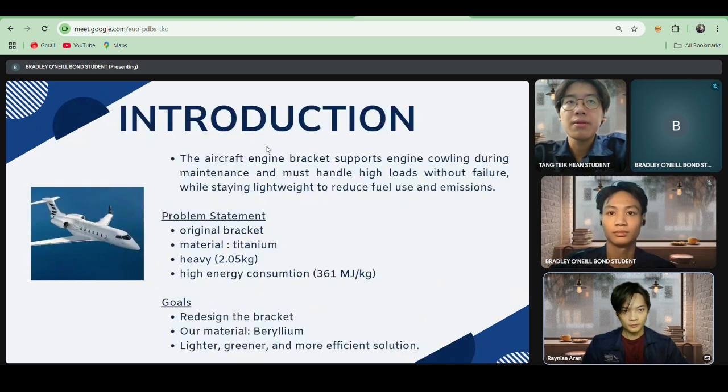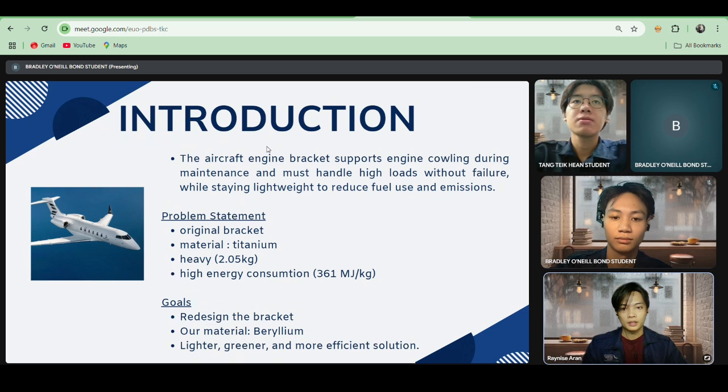For the introduction of this project, the aircraft engine brackets support engine cooling during maintenance and must handle high load without failure, while staying lightweight to reduce fuel use and emissions. The problem statement from the original bracket is that the material used is titanium, which is heavy at 2.05 kilograms, and it has high energy consumption of 361 megajoules per kg. The goal of this project is to redesign the bracket, and our chosen material is beryllium, because it is a lighter, greener, and more efficient solution.